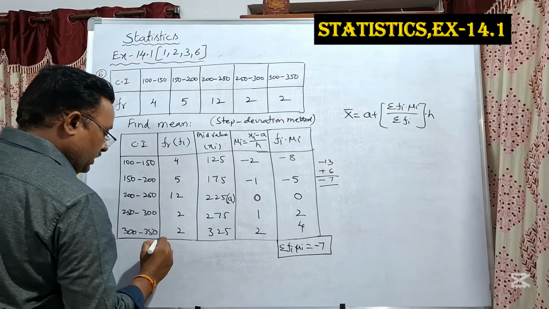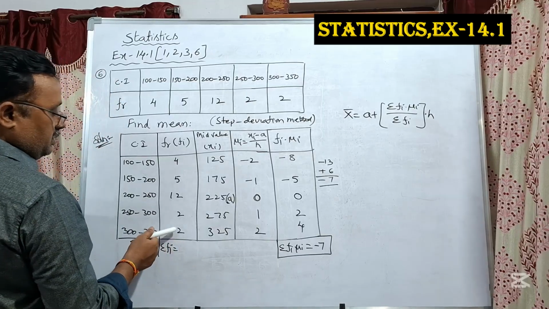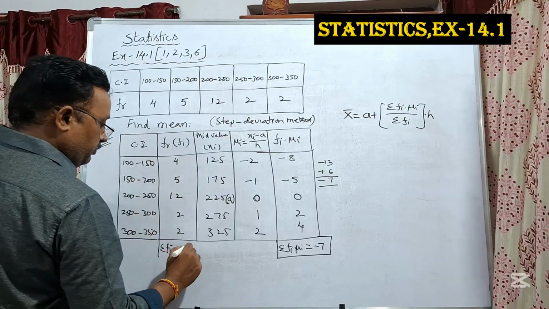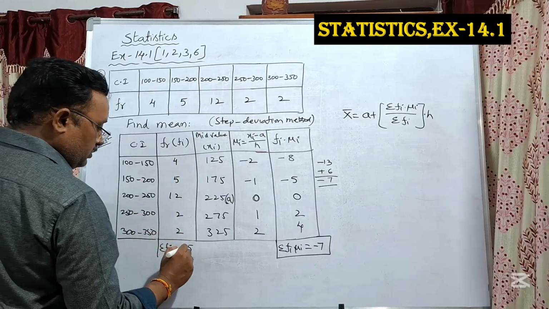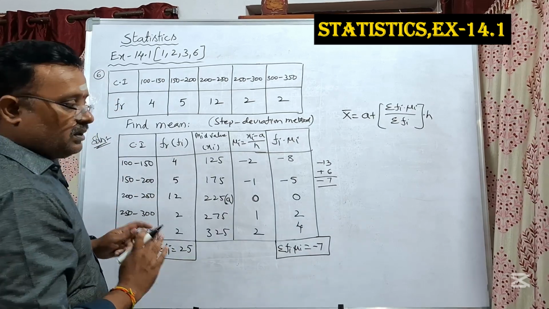Come back to calculate the sigma fi value. That is equal to 2 plus 2 is 4, 6, 11, 4, 15, 1 plus 1 is 2, 25 is sigma fi. Total observations are 25. Got it?